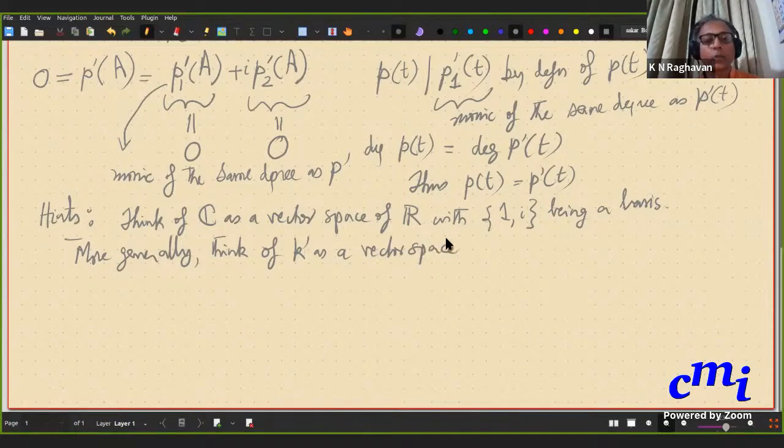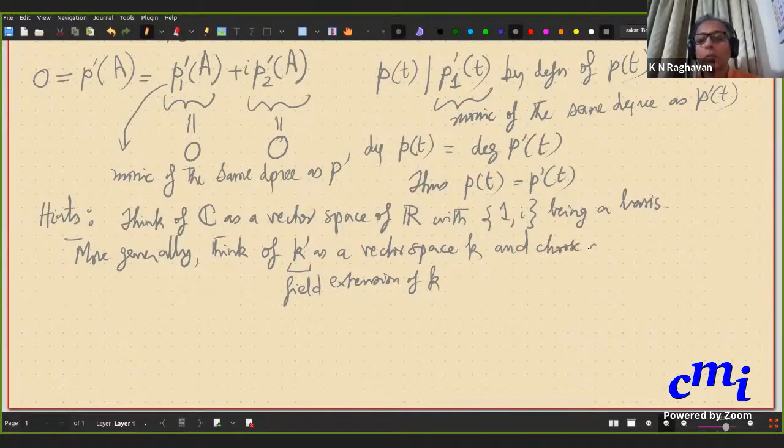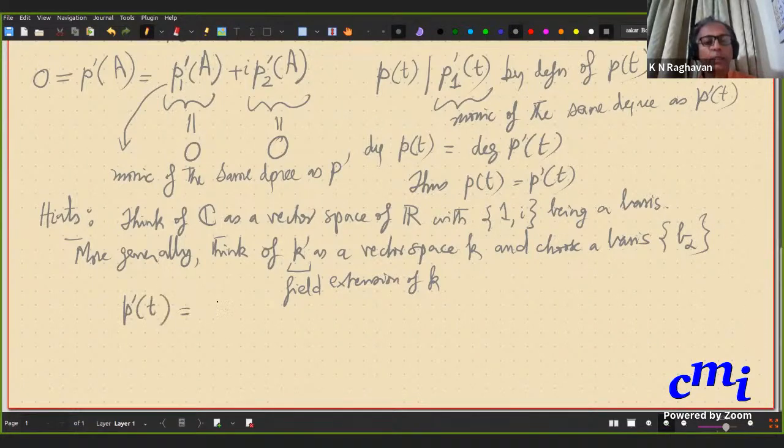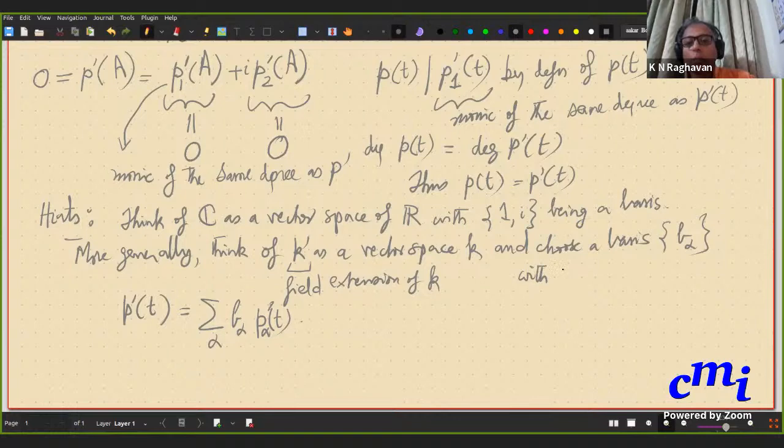It's a field extension, right? So this is a field extension, and choose a basis. So let's call it some B alpha, something like that. And then you can repeat this thing by writing this P prime(T) as sigma over alpha of B alpha into P alpha(T). And maybe you can make this with B alpha equal to 1 being the first element.